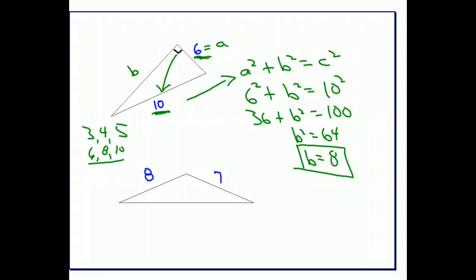Okay, hopefully you're enjoying this. Hopefully you're getting this down and saying, this is easy. Let's try it one more time. Here's another triangle. We have one side is 8. One side is 7. Let's get the third side. It certainly looks like this third side is the longer side.